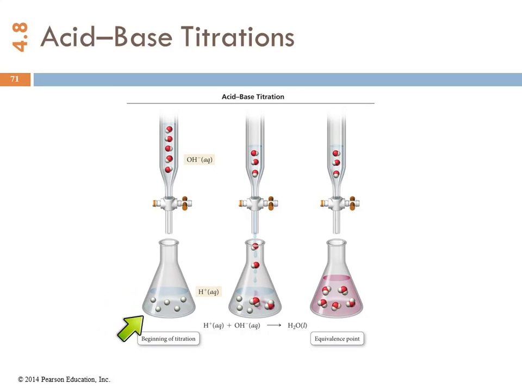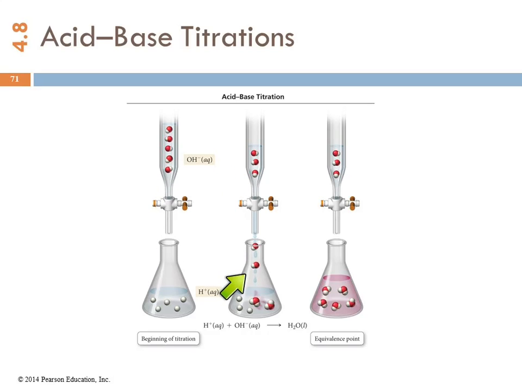There's a sample titration. Here is the net ionic equation: hydrogen ion plus hydroxide ion giving water. So there's hydrogen ion in the flask. It could be from acetic acid or hydrochloric acid or any sort of acid. And then we have hydroxide ions in the burette. Sodium hydroxide is typically what we use, but it could be something else.